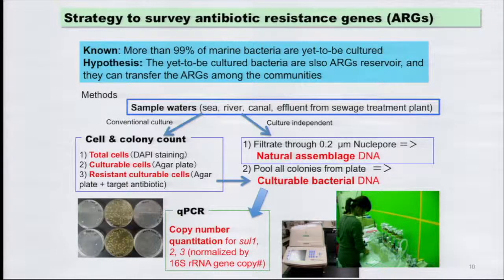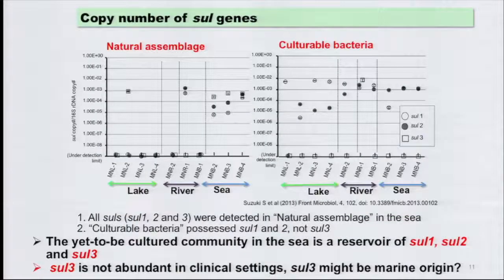And then we scrape all colonies from the plate, and we purify the DNA from all colonies, which is culturable bacterial DNA. And also, we filter the sample waters through a 0.2 micrometer nuclepore filter. From the filter, we purify all the DNA, which is natural assemblage DNA. And then we did qPCR to know the copy number of SAR genes, and then normalized with 16S ribosomal RNA gene copy number. And this is the result.